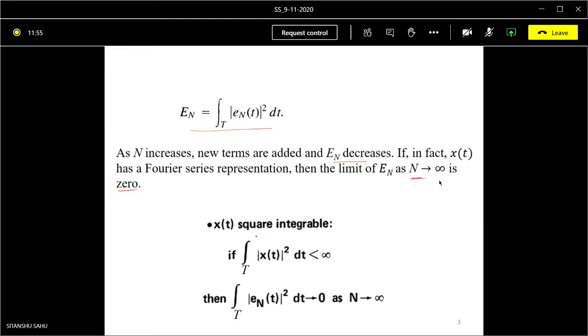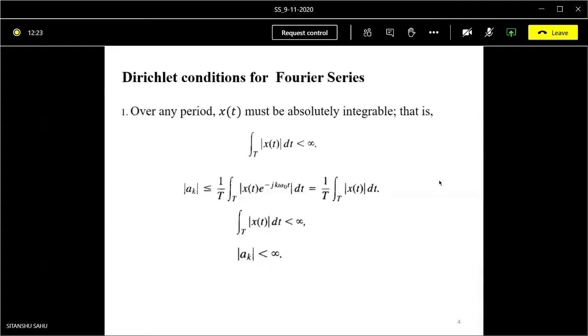So this is very important. If x(t) is square integrable, that is, if the integral of x squared(t) dt is less than infinity, then the integral of e squared(t) also goes to 0 as N tends to infinity, right? So the signal has to be square integrable. This condition is defined by Dirichlet, and we call them the Dirichlet conditions for Fourier series. That means for a signal x(t), its Fourier series or Fourier transform can be found if it satisfies the Dirichlet conditions.